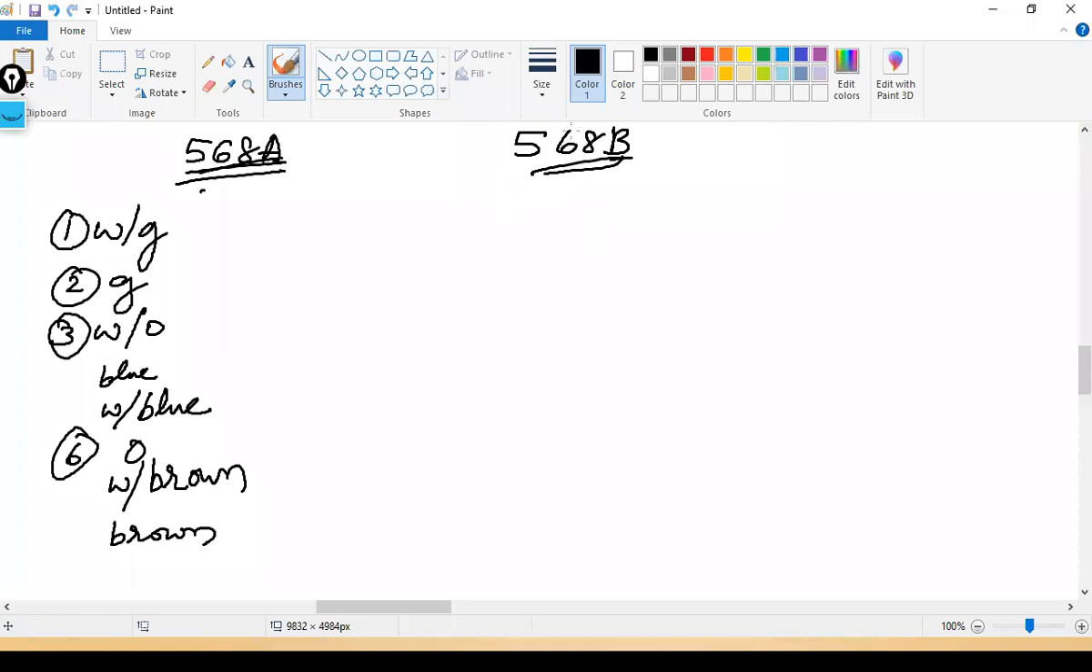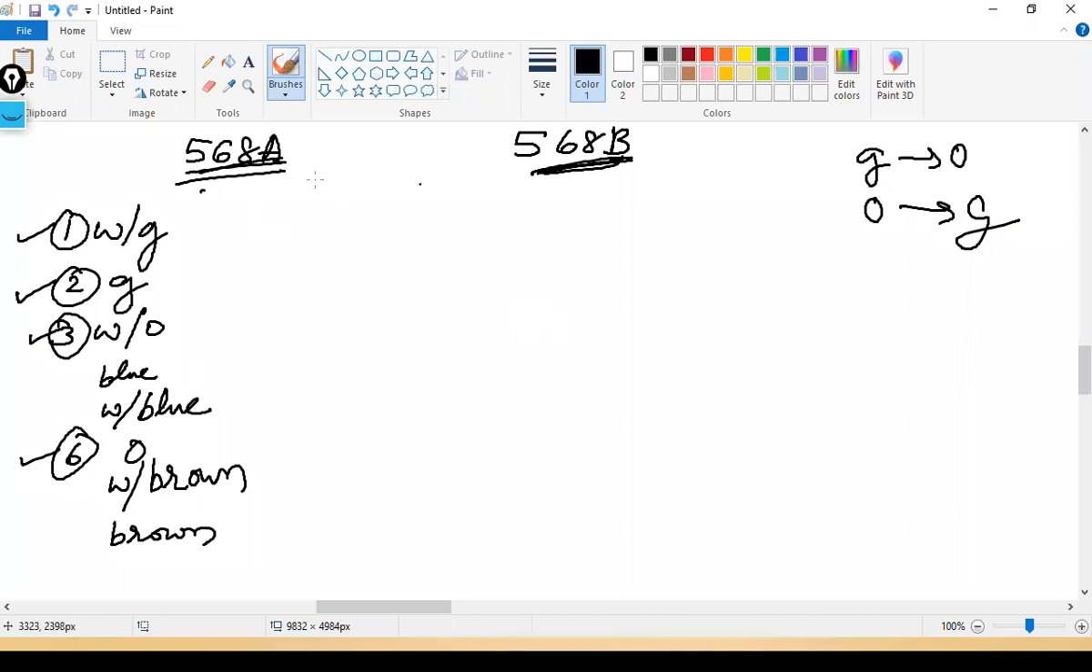Now we'll study the 568B standard. In 568B, the difference is that wherever the green comes, the green will change to orange, and the orange will change to green. That's the difference. The difference will be in pins 1, 2, 3, and 6. The others will be the same.